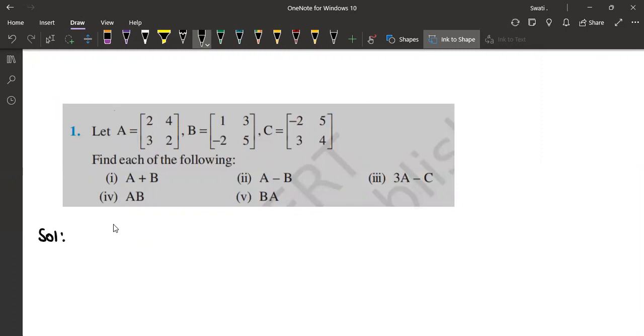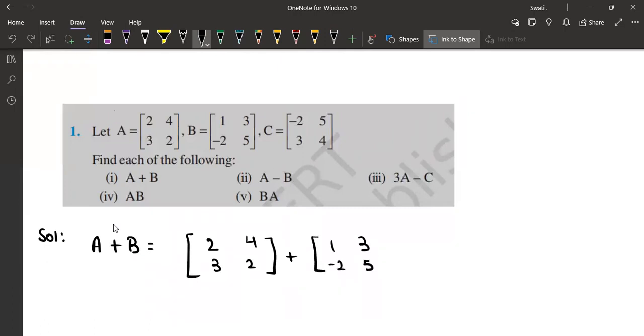A, B, C are given, so I'm not repeating it. Make sure when you are doing this in your exam, you are writing the questions as well. Here I'm not writing the question, I'm directly starting with the solution. So A plus B: what is A? A is given 2, 4, 3, 2. Plus, what is B? B is 1, 3, minus 2, 5.